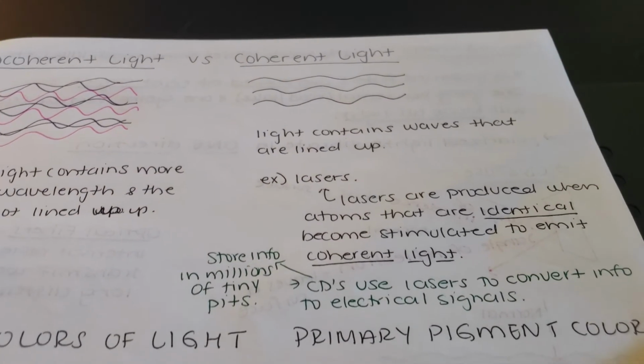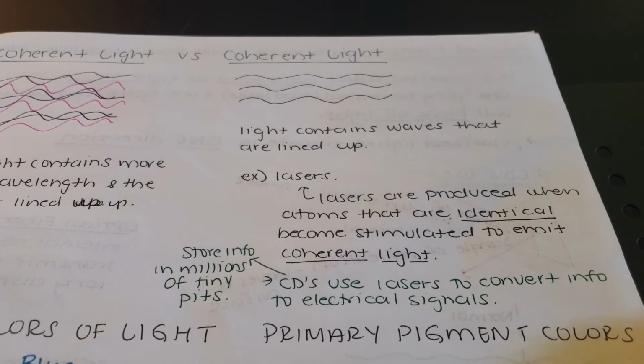An example of what uses lasers is CDs. CDs use lasers to convert information to electrical signals, and they are also able to store a lot of information in something called tiny pits. So that's an example of how lasers are used in our day-to-day activities, even though CDs are not really used that much anymore. But back in the day, they were.